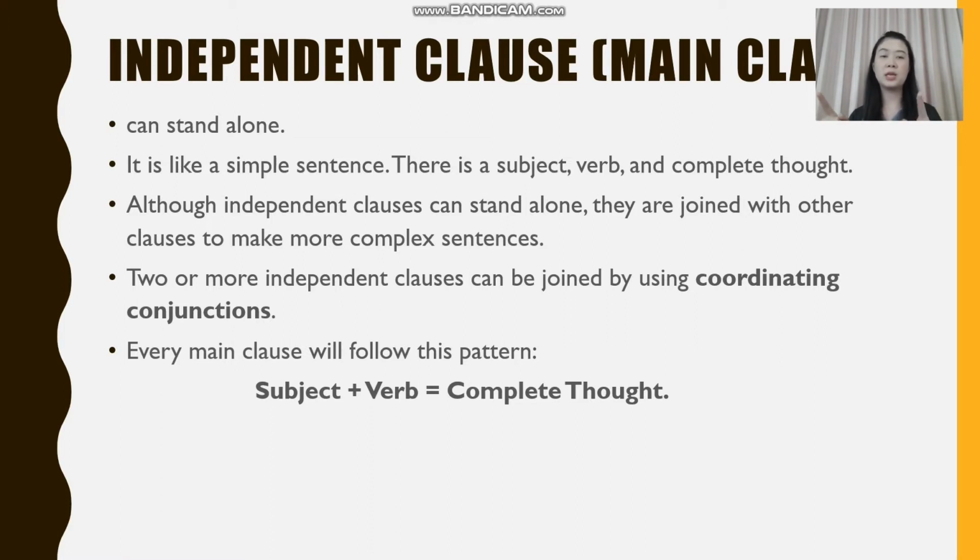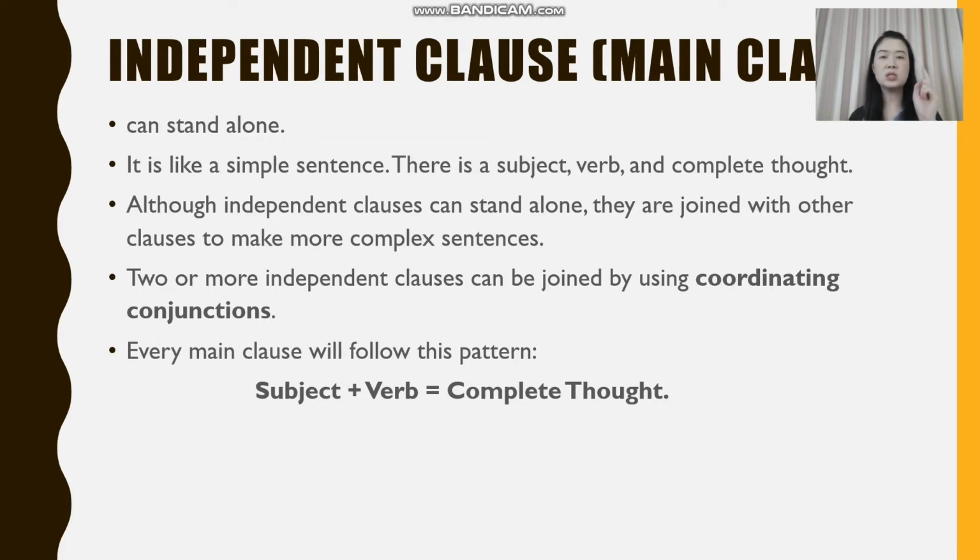You are going to attach something to this kind of clause. So two or more independent clauses can be joined by using a coordinating conjunction. Oh, what is a coordinating conjunction? FANBOYS, right? So if you have two independent clauses and you want to join them together, you need coordinating conjunctions. Okay, and here is the pattern of the independent clause.